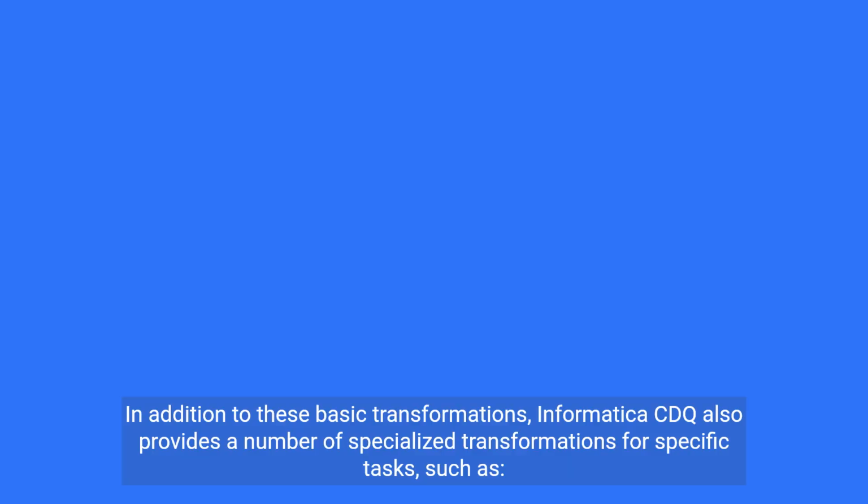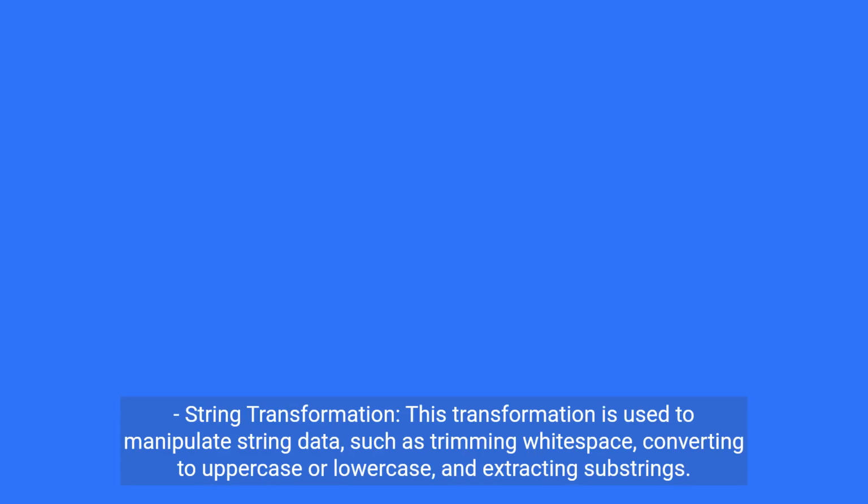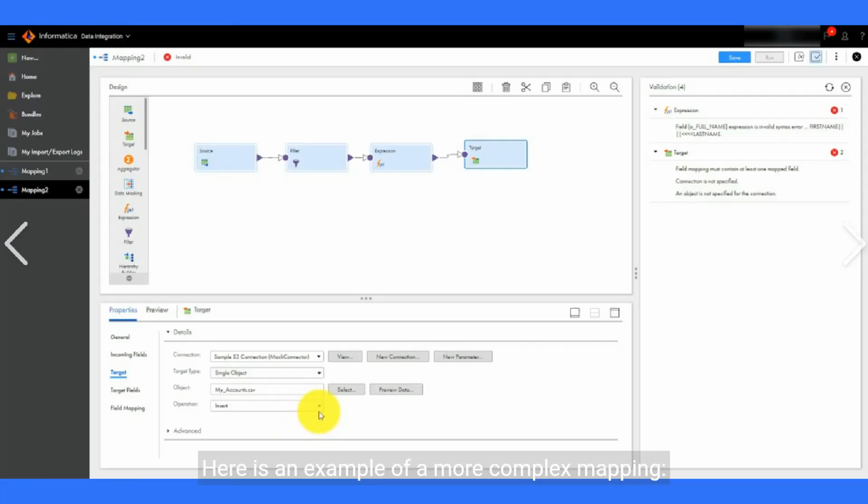In addition to these basic transformations, Informatica CDQ also provides a number of specialized transformations for specific tasks, such as date and time transformation. This transformation is used to parse, format, and convert date and time data. String transformation. This transformation is used to manipulate string data, such as trimming whitespace, converting to uppercase or lowercase, and extracting substrings. You can combine these transformations to create complex mappings that can be used to perform any type of data quality task.